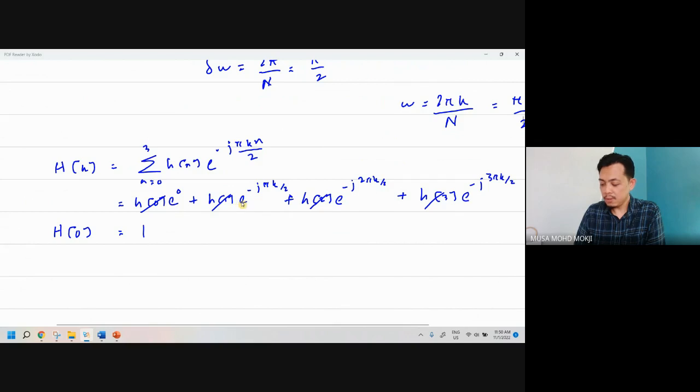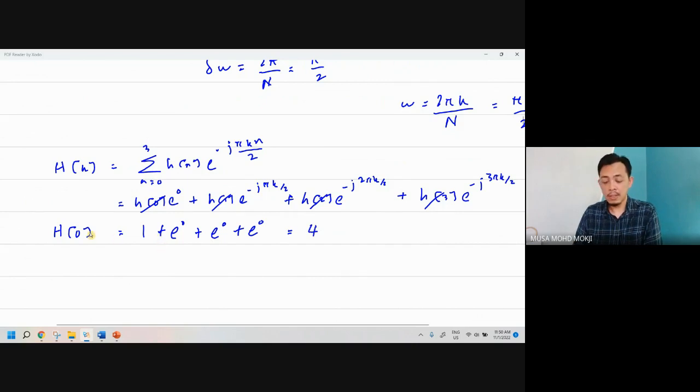So for e to the power of minus j pi k, now you replace k with 0. This k is 0, this k is 0, so this e will be to the power of 0, this to the power of 0, this one also to the power of 0. And we know that this is 1, 1, 1, so everything becomes 4.